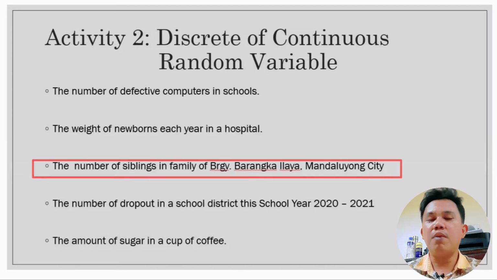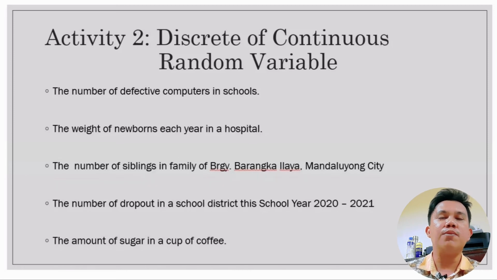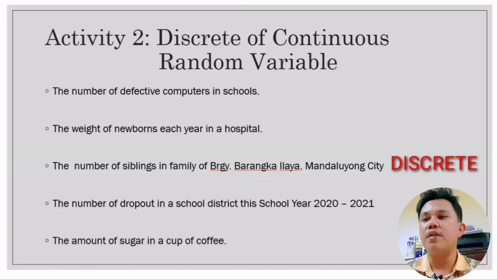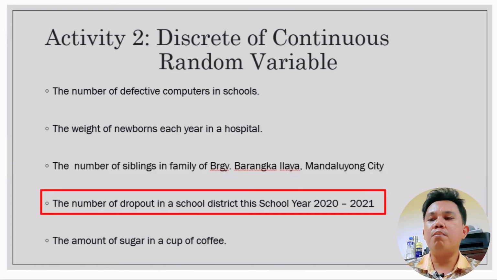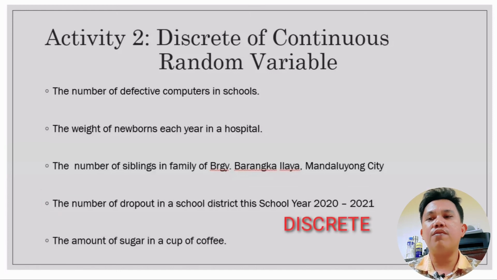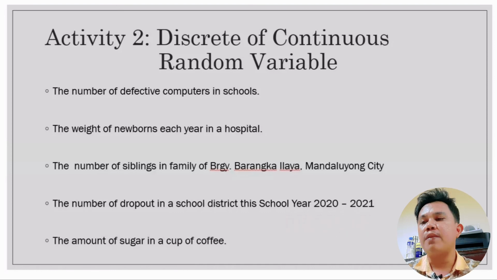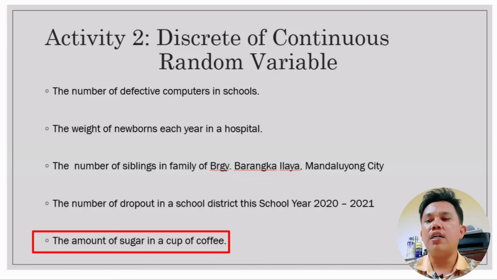So next, the number of siblings in the family of Barangay Ilaya, Mandaluyong City. Okay? So, I think mabibilang natin to kapag sa mga census, no? Punta sila sa bahay ninyo, tapos nagtatanong sila kung ilan yung mga members ng family. So, nakakapagbigay kayo ng exact number of data. So, this is an example of a discrete random variable. Number 4, the number of dropouts in a school district this school year 2020-2021. So, this is also an example of discrete random variables because we can give exact value of number of dropouts per school.